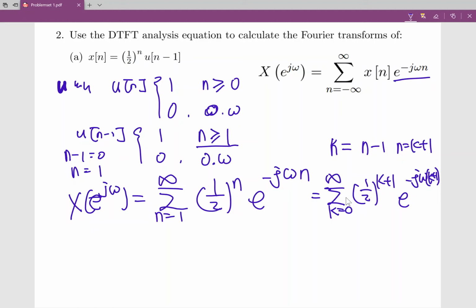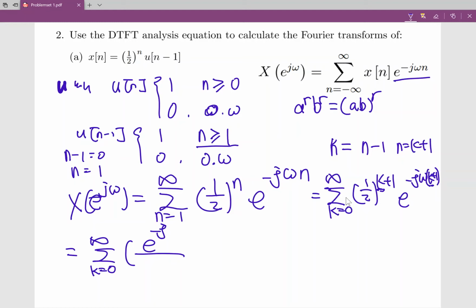Because we know that a to the power of r times b to the power of r equals (ab) to the power of r, here is one k, here is another k. We can merge them together, right? So we will have the sum over k from 0 to infinity of (1/2 e^(-jω) · 1/2)^k, here is k plus 1.